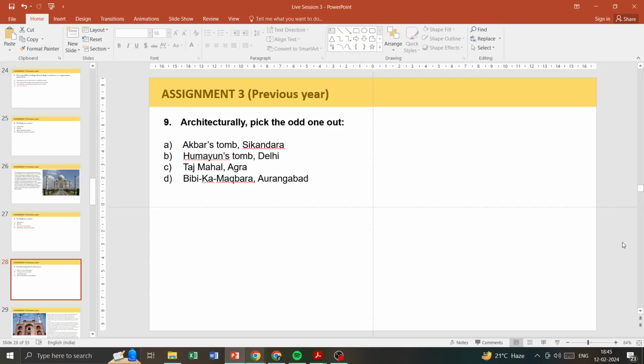Question number 9. Architecturally, pick the odd one out. Akbar's tomb, Sikandra. Humayun's tomb, Delhi. Taj Mahal, Agra. And Bibi ka Maqbara, Aurangabad.